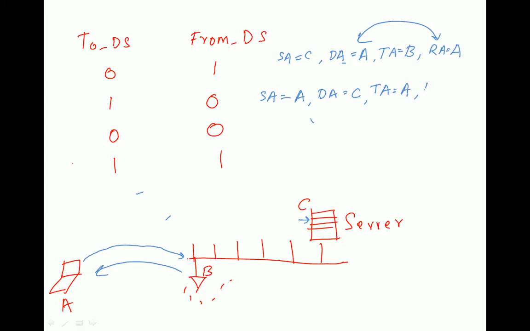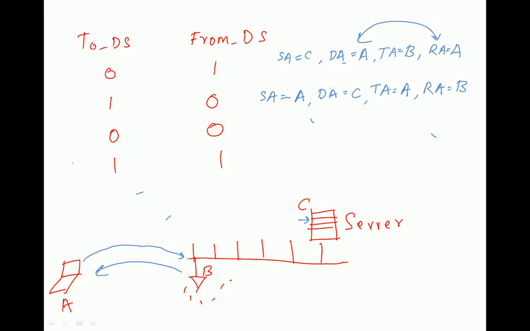And the receiver address is going to be the address of the access point, because the access point is the one who's going to be catching this frame off the wireless medium and using it. So the receiver address is going to be B.